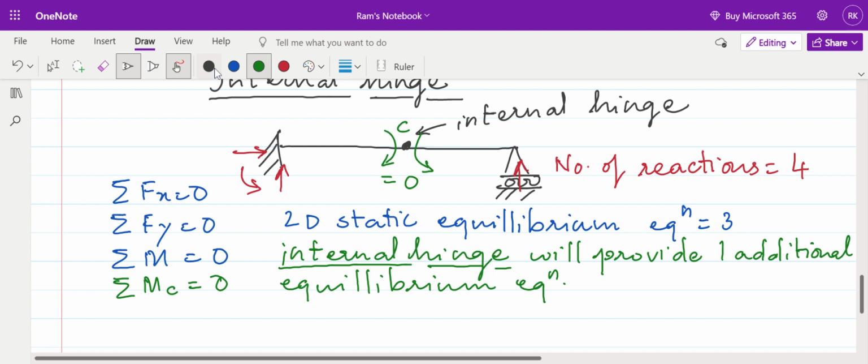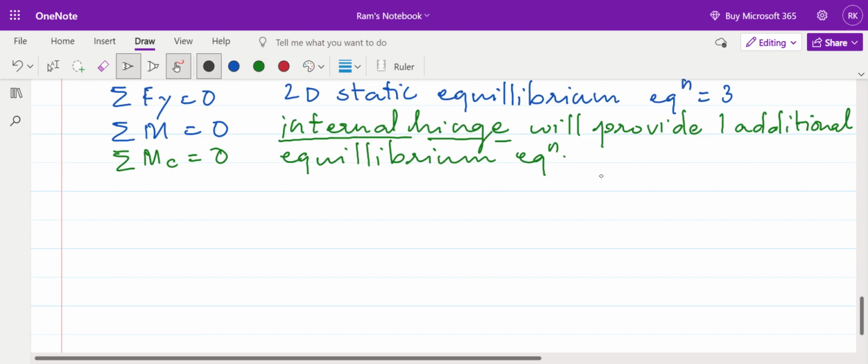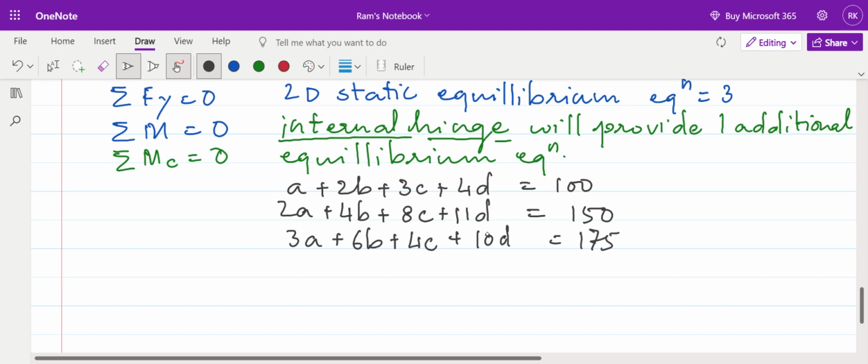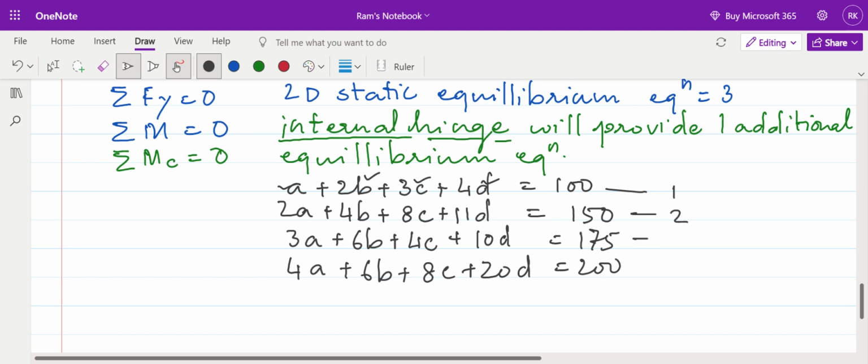Now this is the case that there are four unknowns. Reactions are unknowns. This is the case, that is A plus 2B plus 3C plus 4D is equal to 100. Let us say 2A plus 4B plus 8C plus 11D is equal to 150, and let us say 3A plus 6B plus 4C plus 10D is equal to 175, and the last equation 4A plus 6B plus 8C plus 20D is equal to 200. If these are the equations, now there are four unknowns, A, B, C and D, and there are four equations. This is equation 1, this is equation 2, this is equation 3 and equation 4.